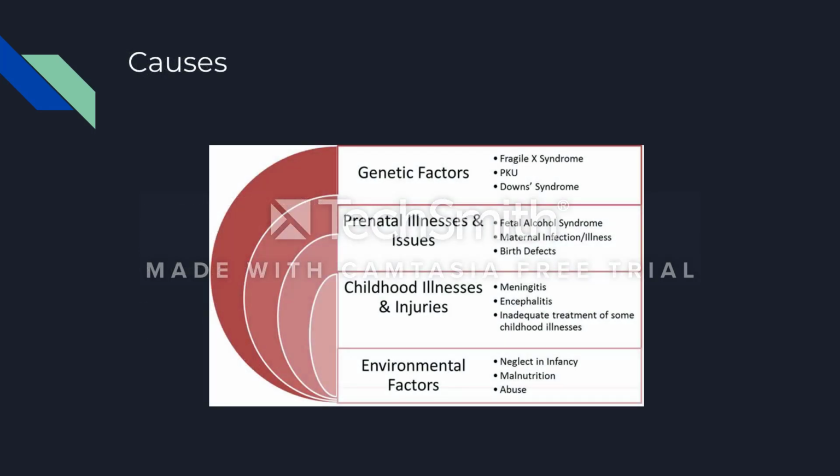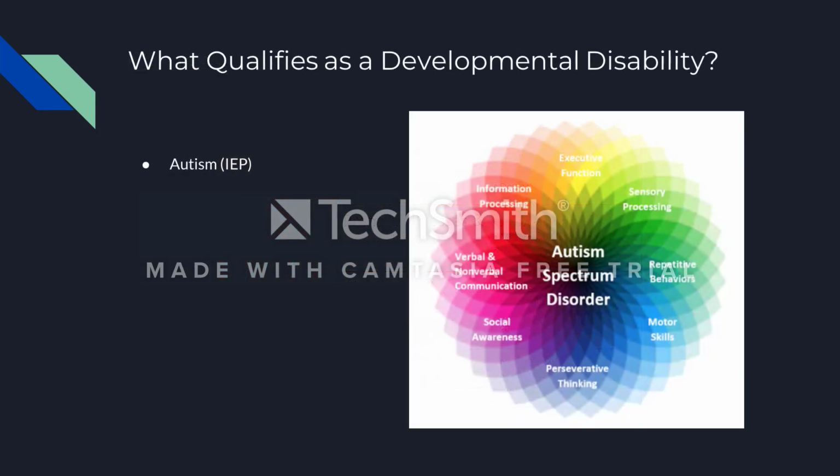This chart here does a really good job of breaking down the main causes of developmental disabilities, such as genetic factors, parental illness and issues, childhood illness and injuries, and environmental factors. As you can see, they're caused by a wide variety of things. One of the more common developmental disorders that teachers will interact with in the classroom is autism developmental disorder. Autism spectrum disorder, or ASD, is a developmental disorder that affects communication behavior. It can be diagnosed at an early age, but it is still a developmental disorder.